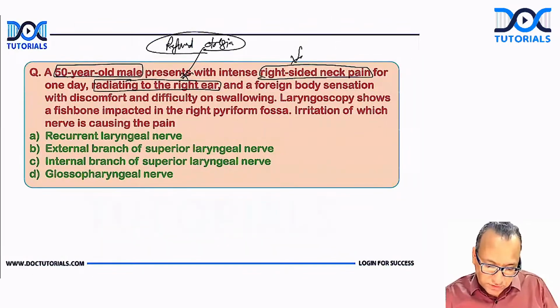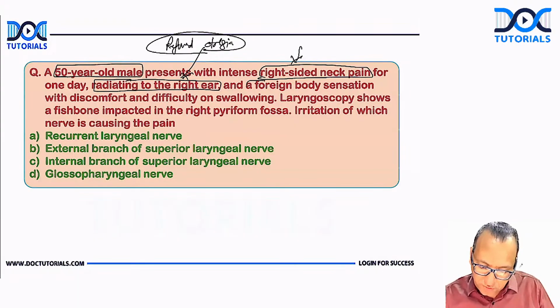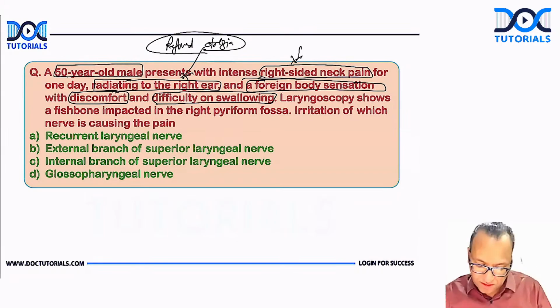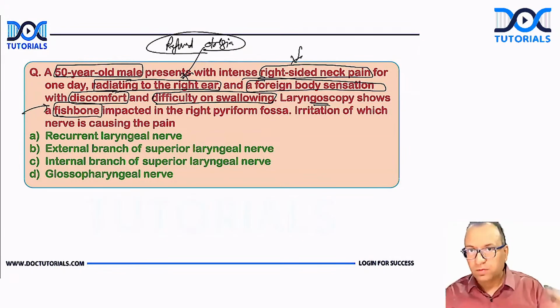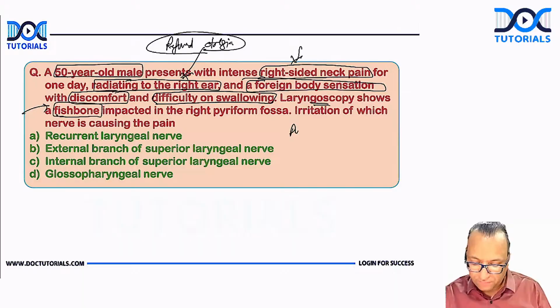Okay, what about this question then? As you are looking at this question, you see there is a foreign body sensation and discomfort, difficulty on swallowing. Something wrong with swallowing, so pharynx maybe. Laryngoscopy, so laryngopharynx. And fishbone, then you know what we are talking about. Fishbone can be there in the piriform fossa. So we are talking about the piriform fossa here.